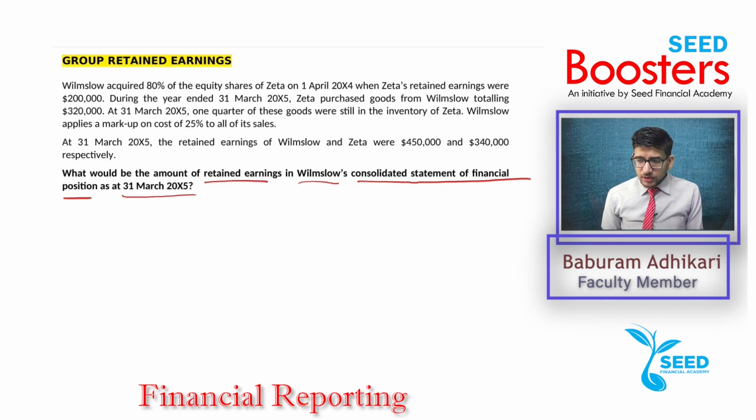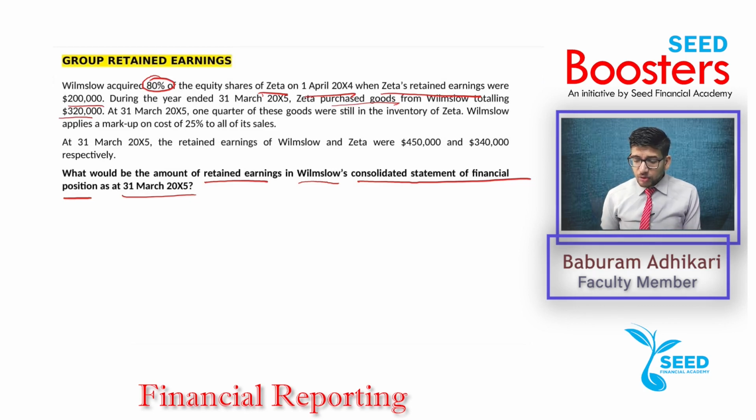To begin with the question, I have already stated the requirement is to calculate the group retained earnings for the W group. So let's go through the question. Winslow acquired 80% of the equity shares of Zeta on 1 April 2004 when Zeta's retained earnings were 200,000. During the year ended 31st March 2005, Zeta purchased goods from Winslow totaling 320,000.